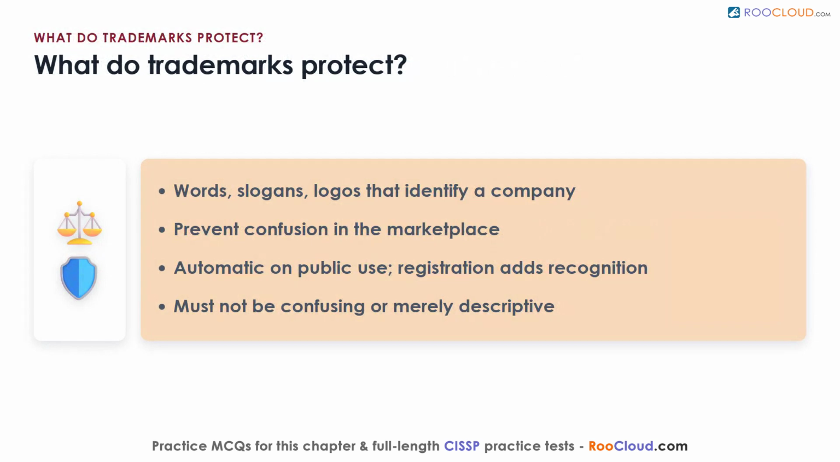What do trademarks protect? They protect the words, slogans, and logos that identify a company and its offerings. The goal is to prevent confusion in the marketplace, so customers know whose product they are buying. Like copyright, basic protection is automatic once you use the mark in public. Formal registration adds official recognition and lets you use the registered symbol. To qualify, a mark must not be confusingly similar to an existing one, and it must not merely describe the product. Think of the swoosh on a shoe. It says nothing about rubber or laces, yet everyone knows the source.